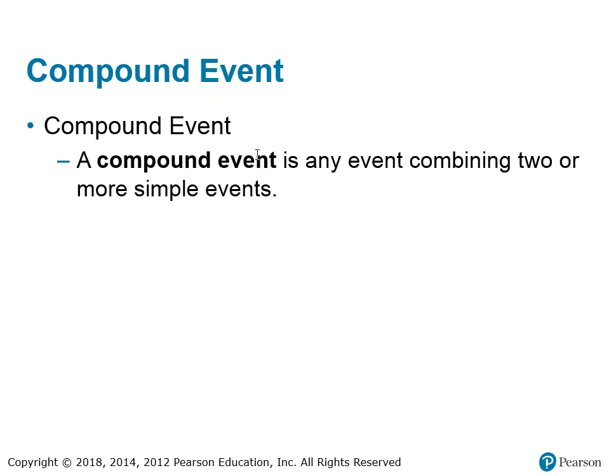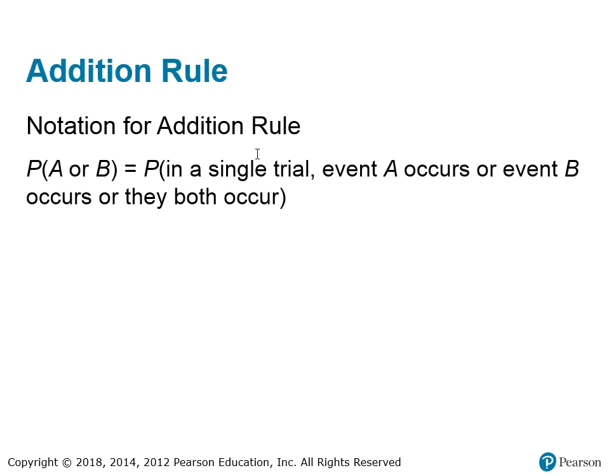A compound event is when we combine more than one event. So notation-wise, we're going to use the probability of A or B. Now when that happens, don't forget it's that event A occurs or event B occurs or they both occur. So in this case we have to make sure we don't forget that it does include them both occurring.